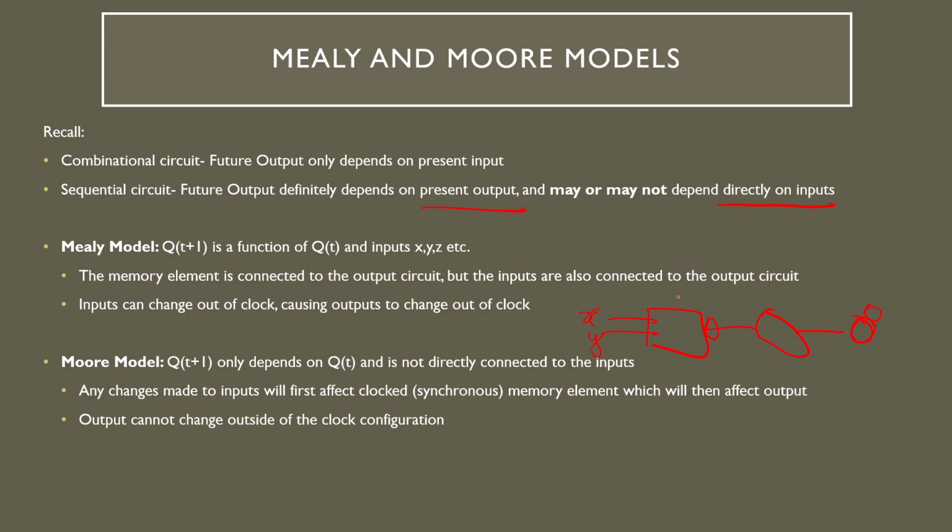However, this case that we have here is called a Moore model, first off. And as I mentioned, any changes will first affect the clocked memory element, which will then affect the output. Outputs cannot change outside of the clock configuration. However, if I have an input Z that is directly connected to the output, then any changes to X and Y definitely won't reflect instantly in the output, but any changes to Z will reflect instantly in the output. Inputs that change out of clock can cause outputs to change out of clock as well. This is called a Mealy model, which means that Q of t plus 1 is a function of Q of t and the inputs directly.